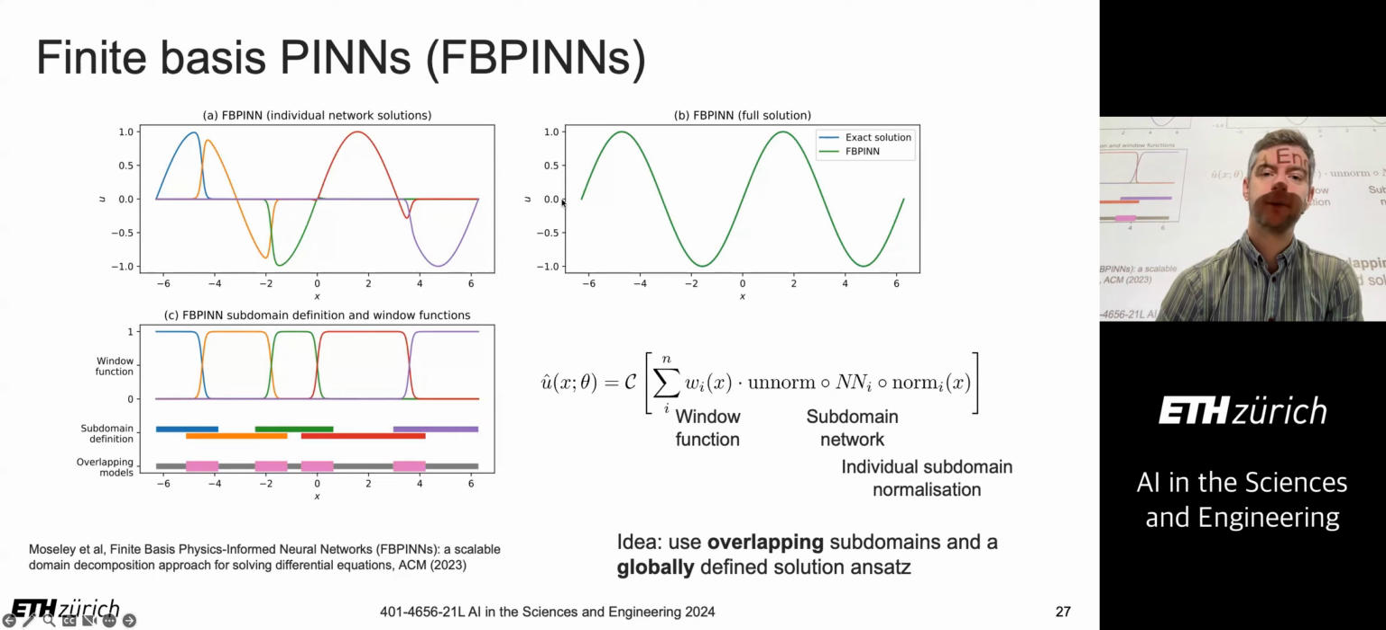So if we train this FB-PINN, and I'm going to say how we train it in a minute, we train it on this sinusoidal function, and you look at the outputs of each of the subdomain networks multiplied by their window functions, you can see what solution each subdomain network is learning. And in the overlap region, they're being summed together, and the summation is the full solution.